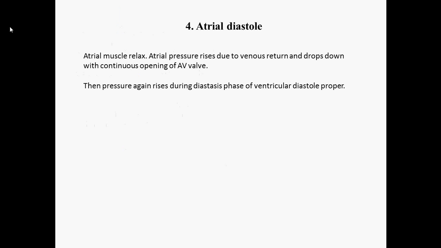Now this is followed by atrial diastole, the muscle relaxes, atrial pressure rises due to venous return and drops down with continuous opening of the AV valve. Then pressure rises again during the diastasis phase of the ventricular diastole proper. So the pressure in the atria rises again during the diastatic phase of the ventricular diastole proper.